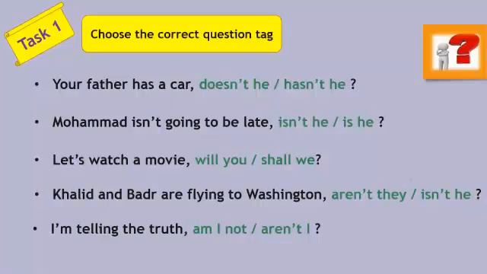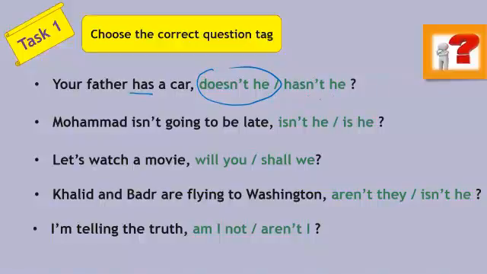Okay. Here is now our first task. Choose the correct question tag. Pause the video. Think about what you have in the statement and choose the appropriate tag. Okay, let's check our answers. Number 1. Your father has a car, doesn't he? Of course. Why? We have has here as a full verb. It's not has got. The sentence is not your father has got a car. In that case, we would have used hasn't he.